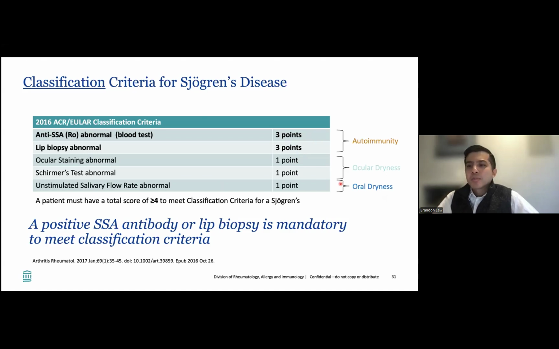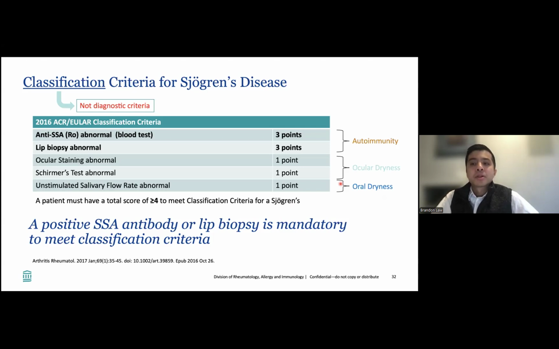And why can this be a problem? Why is this something that patients discuss with me in clinic? It's because a lot of patients don't meet classification criteria. And so does that mean they don't have Sjögren's? And this is where one of the points that I want to bring home is that classification criteria is not the same thing as diagnostic criteria, and it really shouldn't be used as a criteria for everyday diagnosis.